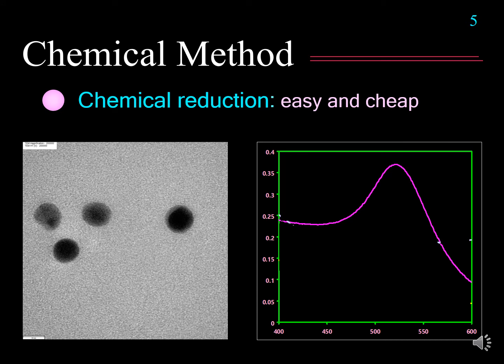The big advantage of this chemical method is that it's economy friendly, because the chemicals are quite cheap, and the instrumentation is very simple. We can start from just a beaker, right? A beaker with a heating hot plate, stir it, and that's it. So it's quite simple, easy, and very cheap.